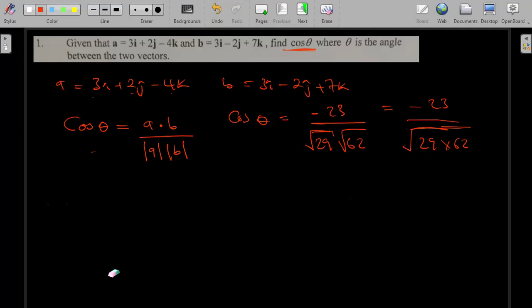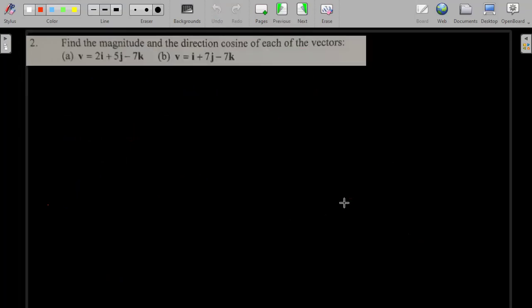By 29. Okay, gives me the same 1,000. So I just have that this here is just going to be equal to cos theta is going to be equal to negative 23 over root of 1,798. And here is my answer for the first one.